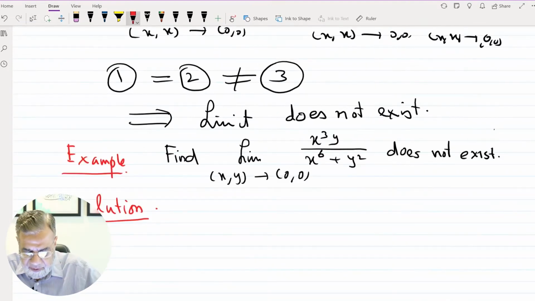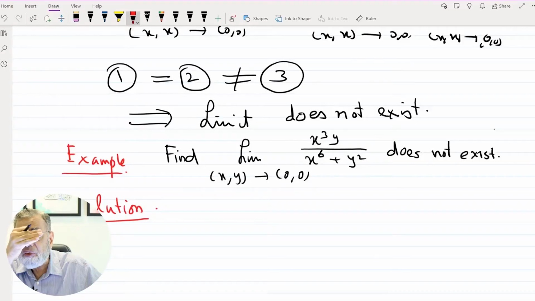We take another example. We want to find the limit of the function x cubed y over x to the power 6 plus y squared. The limit is as (x, y) goes to (0, 0). We want to show that it does not exist. Again, we can see this function is not defined at (0, 0), but we want to find the limit. So we can find the limit even if the function is not defined at that point. Again, we take the limit along the y-axis, x equal to 0, then along the x-axis, y equal to 0, then y equal to x. And if we see the result, if they are all equal, then we need some other path to find the limit.